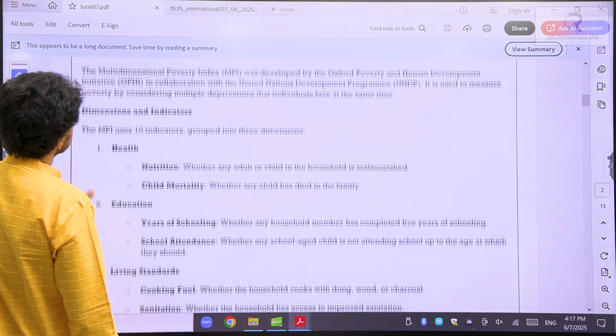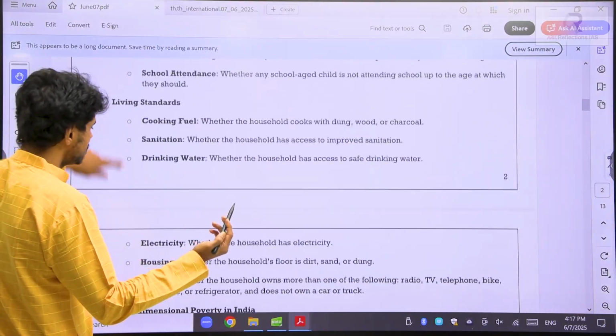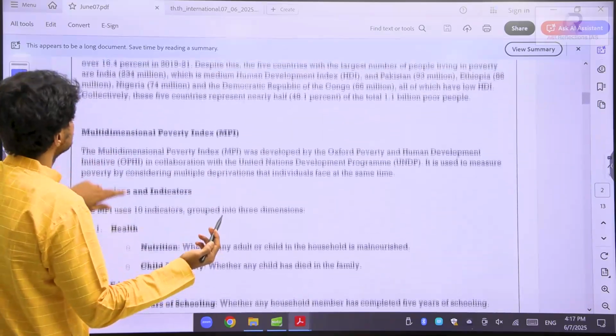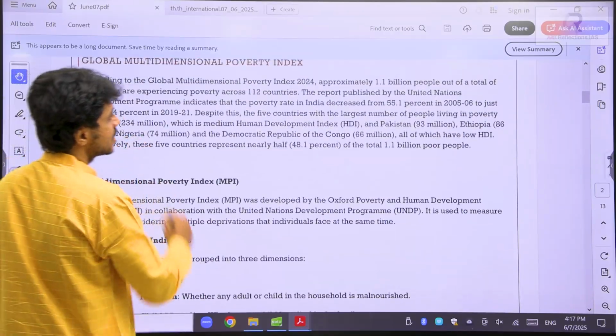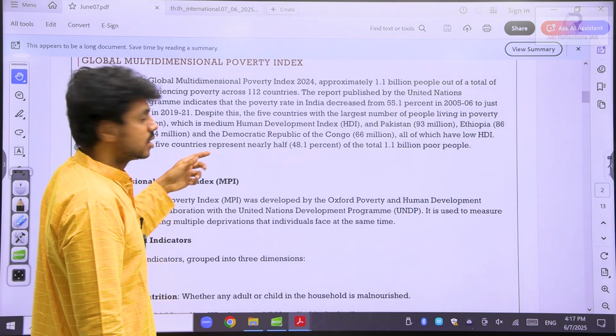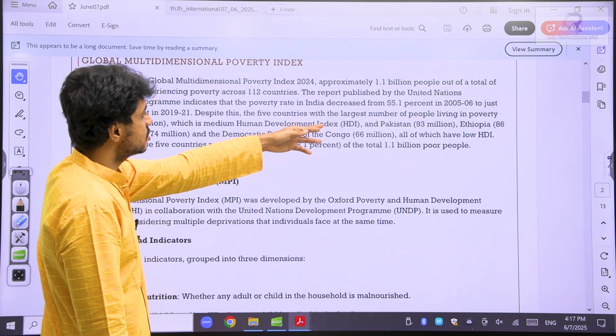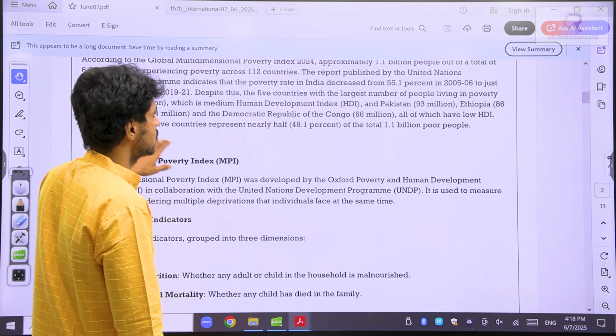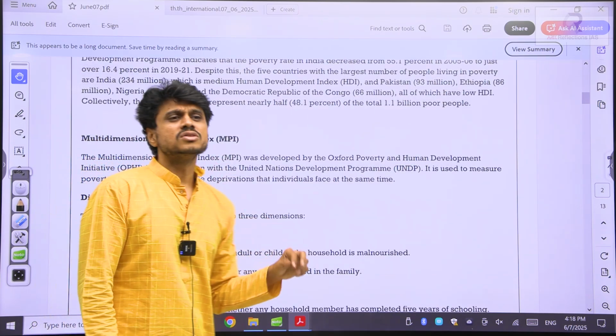Now, see here, though poverty is reducing in India, if you consider the number in absolute terms, India has the largest number of poor. It is almost 23 crore, 234 million. Later on, that is Pakistan, Ethiopia, Nigeria, and the Democratic Republic of Congo.